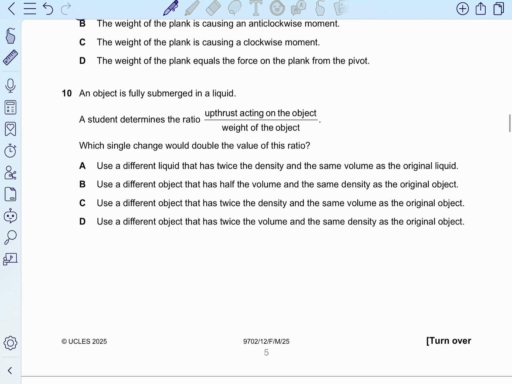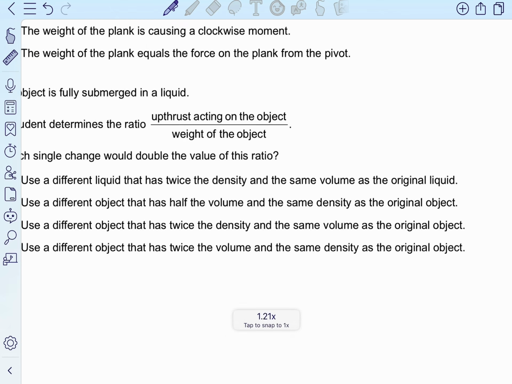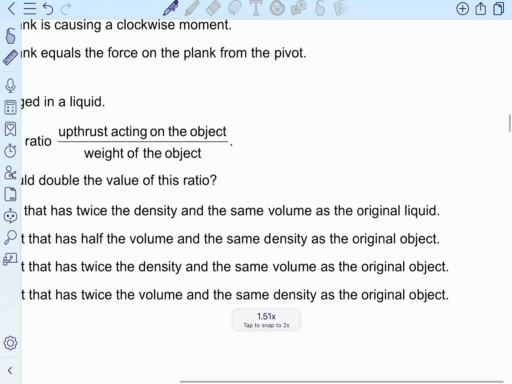Now, an object is fully submerged in a liquid. The student determines the upthrust acting on the object divided by the weight of the object. What single change would double the value of this ratio? Now let's understand what upthrust is. Upthrust is basically a force acting on an object that has been submerged in a fluid, due to the difference of pressures on the body.